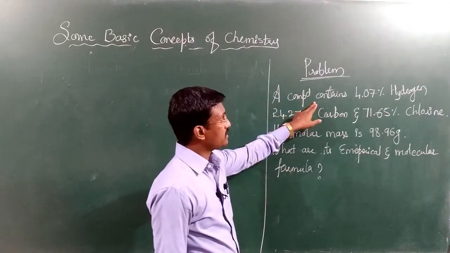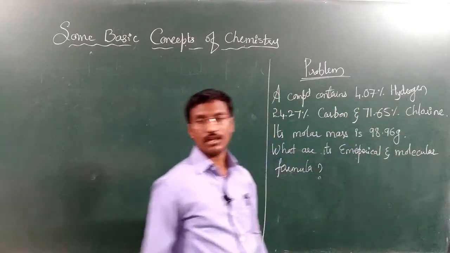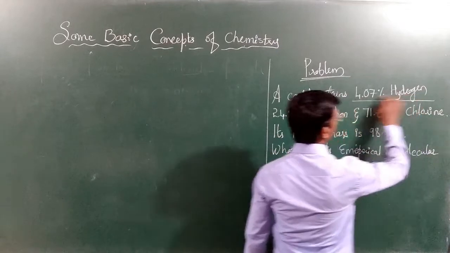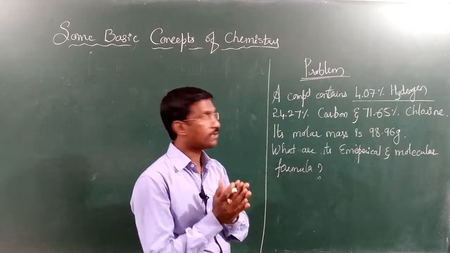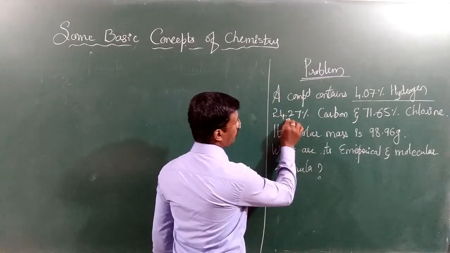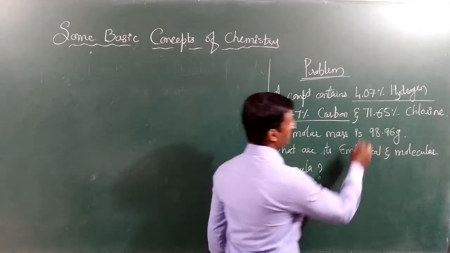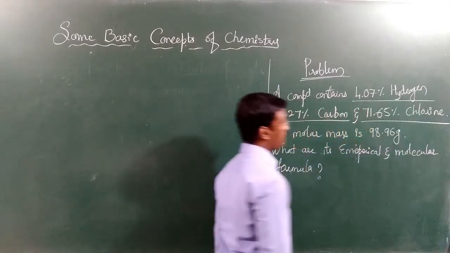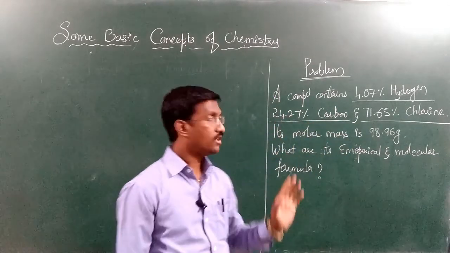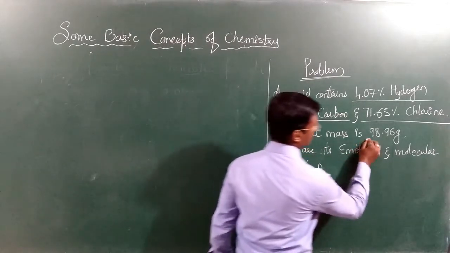A compound contains 4.07% of hydrogen. They have given the hydrogen in the form of percentage. Hydrogen is 4.07% out of a total of 100%, and 24.27% of carbon. So carbon is 24.27 and chlorine is 71.65%. So they have given this data: hydrogen, carbon and chlorine in percentage, and its molar mass is 98.96.